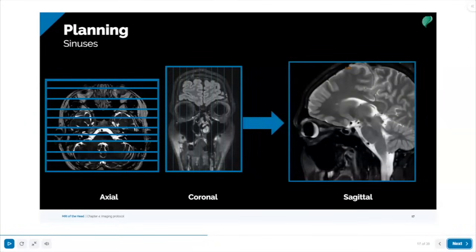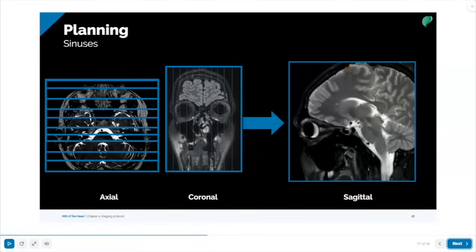Coronal planning is very important for MRI sinuses. For these slice positions, the planning block perpendicular to the axial plane slices, covering the entire extent of the orbits from front to back, is important. Ensure that the block extends from the anterior aspect of the globe to the posterior part of the orbit, including the optic chiasm. Using the coronal localizer, verify that the planning block covers both orbits entirely.